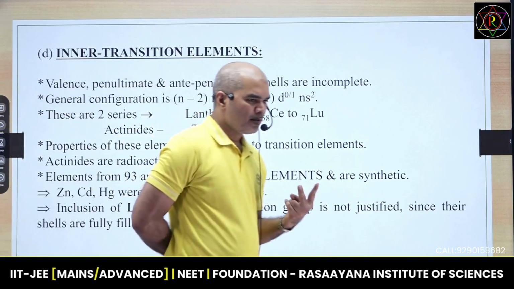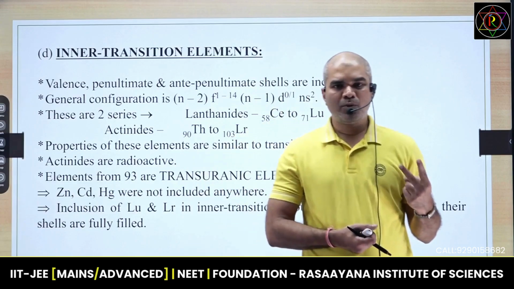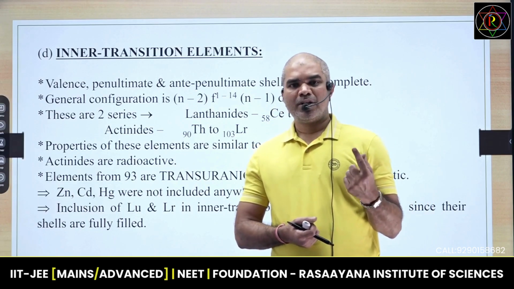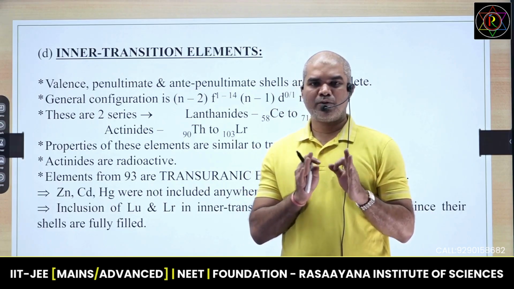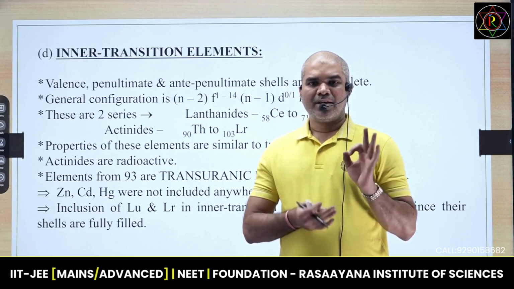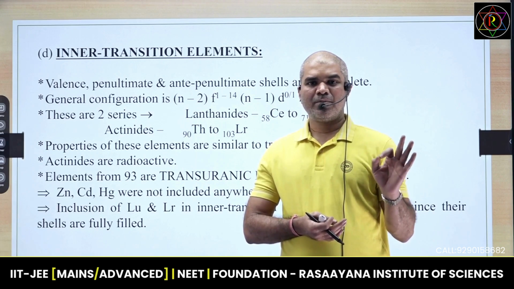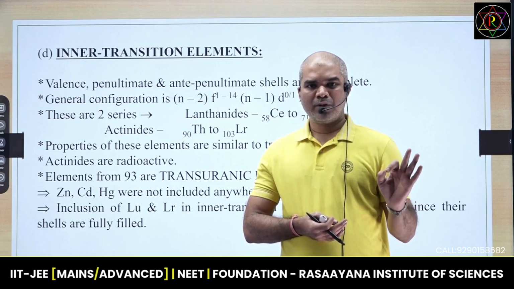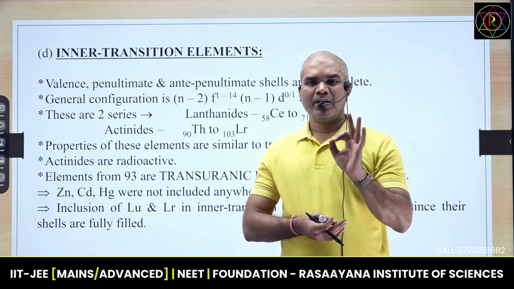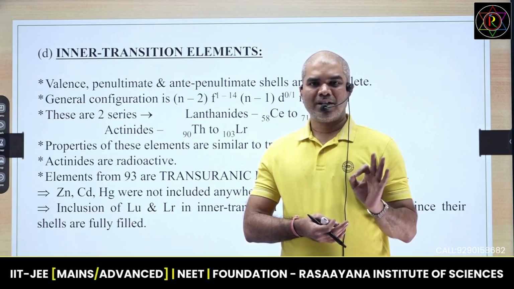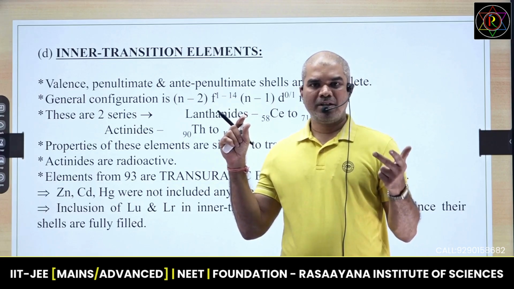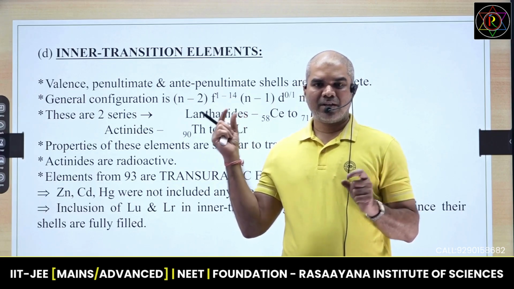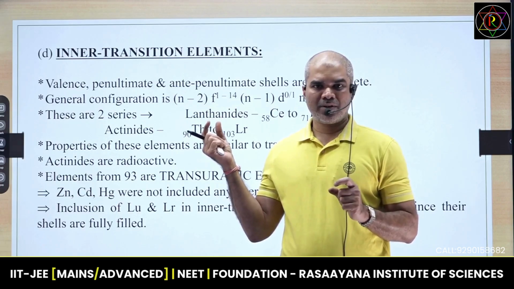So two important limitations we have for Bohr's classification. One limitation is that zinc, cadmium and mercury have no place because they are fully filled shells. The second important limitation is lutetium and lawrencium, they are fully filled shells. But in the beginning we called them incompletely filled shells. Inner transition elements will have an incomplete antepenultimate shell, but lawrencium and lutetium have got a fully filled shell.